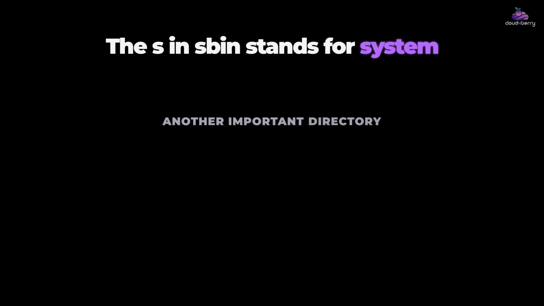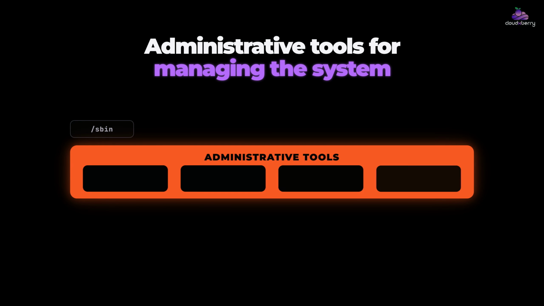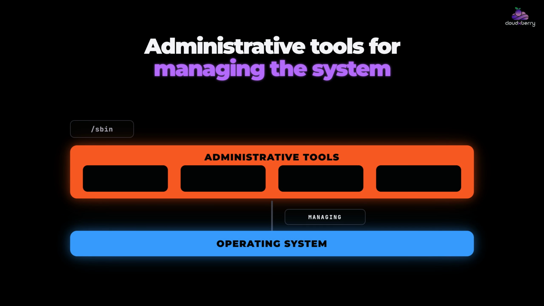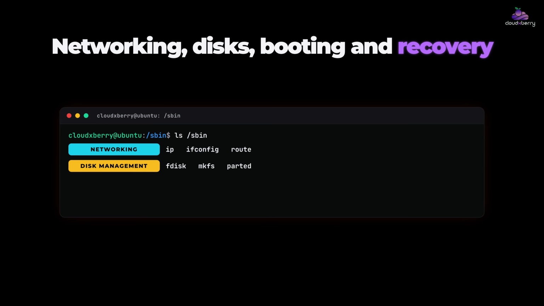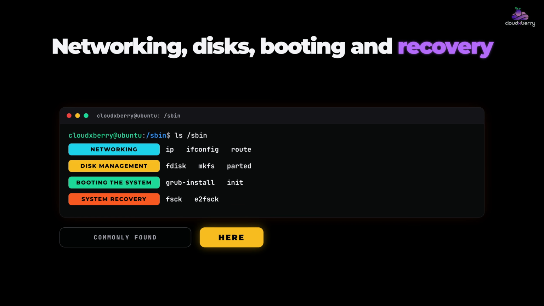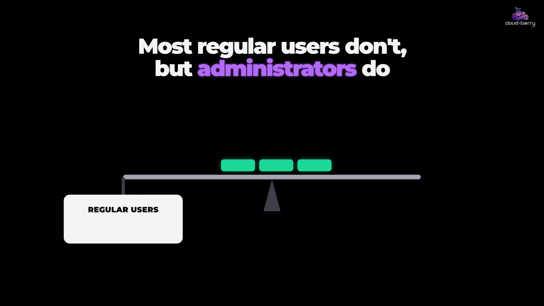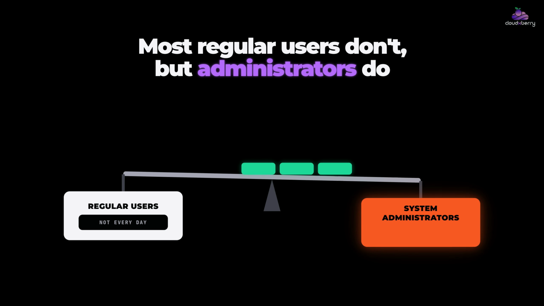Another important directory is /sbin. The S stands for system. This folder contains administrative tools used for managing the operating system. Commands for networking, disk management, booting the system, and system recovery are commonly found here. Most regular users don't use these commands every day, but system administrators certainly do.